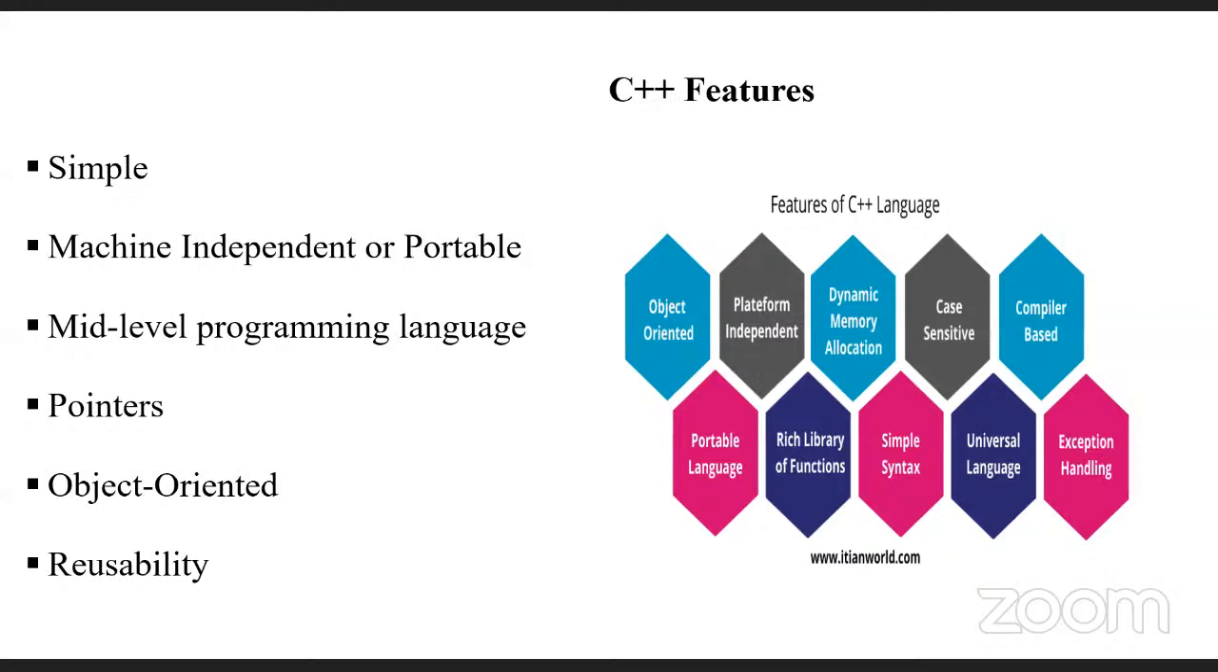Instead of writing two times, I can write it only one time. I can create the object only one time. That is reusability. I can reuse the code. Whatever code I have written in the parent class, I can reuse in the child class, but by creating only one object. So these are the main features of C++.